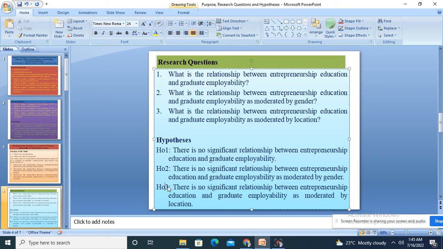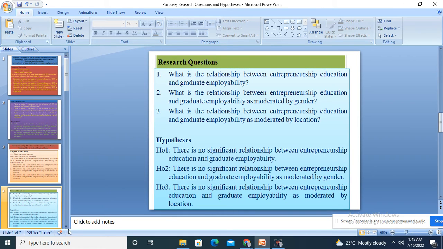2. There is no significant relationship between entrepreneurship education and graduate employability as moderated by gender. Your result will also determine either to accept or reject the statement. Thirdly, HO3, there is no significant relationship between entrepreneurship education and graduate employability as moderated by location. Your result will also determine if you are to accept this statement or to reject the statement.